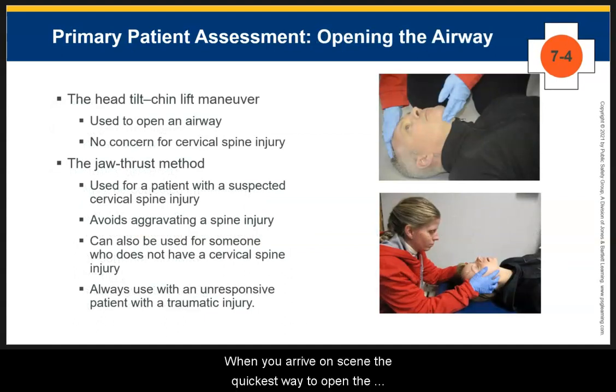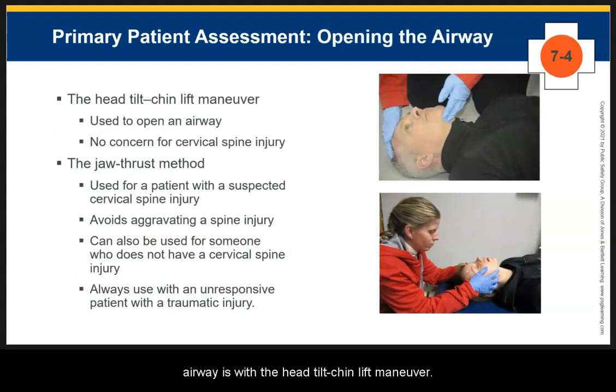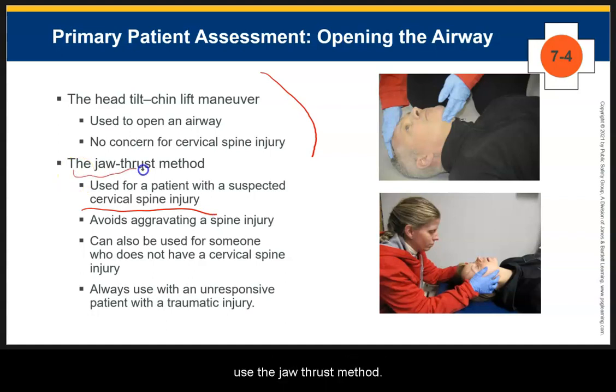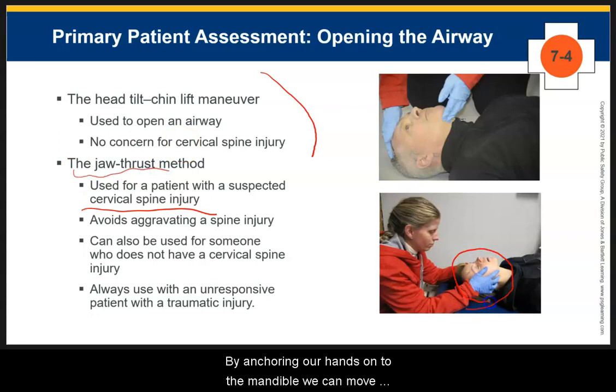When you arrive on scene, the quickest way to open the airway is with a head tilt chin lift maneuver. This is what we use to ensure that the tongue does not obstruct the airway, and it's what we will learn when we review CPR. For a patient with a cervical spine injury, we can't aggressively move their skull as we would with head tilt chin lift, and so we want to use the jaw thrust method. By anchoring our hands onto the mandible, we can move the jaw away and bring the tongue with it.